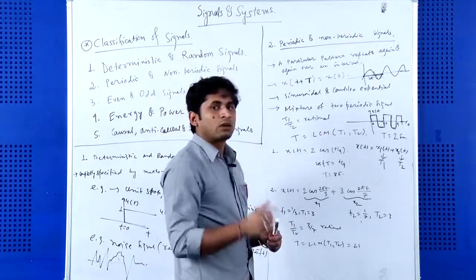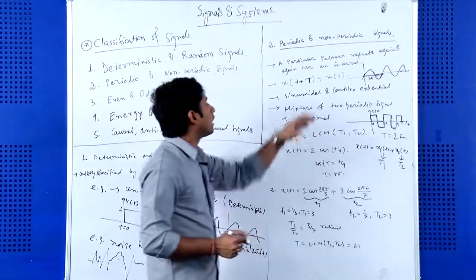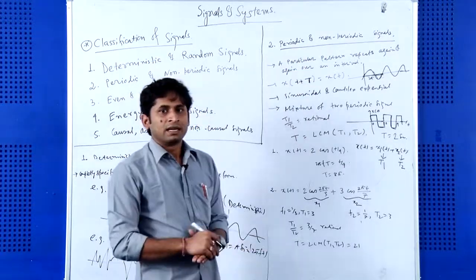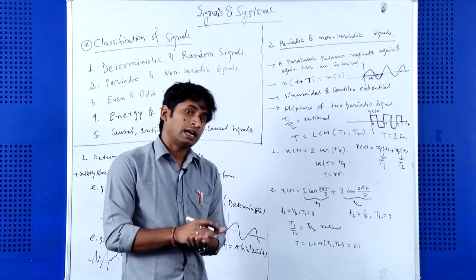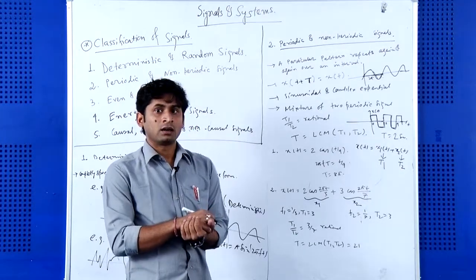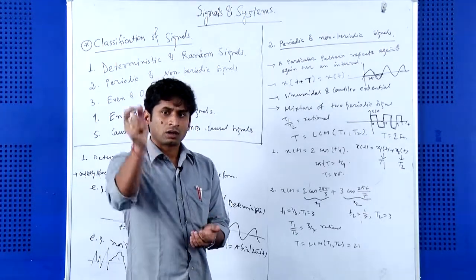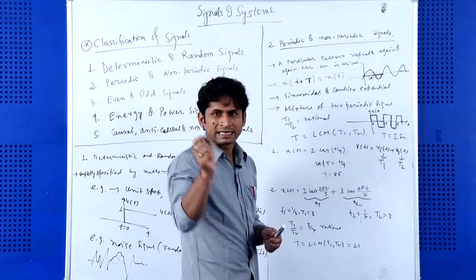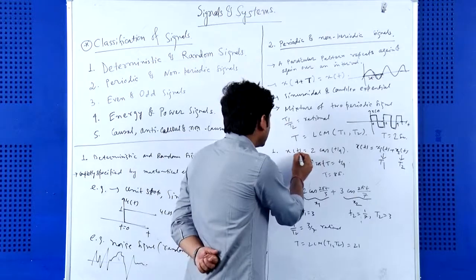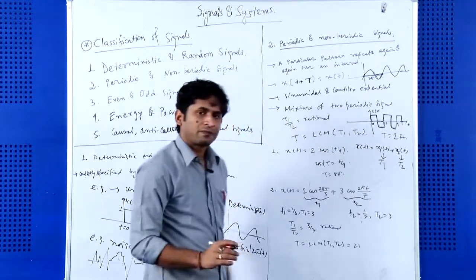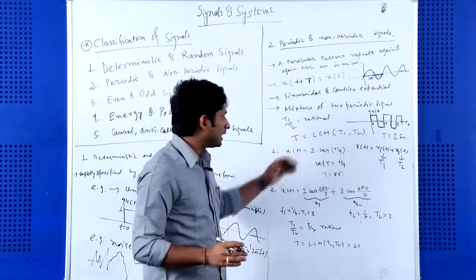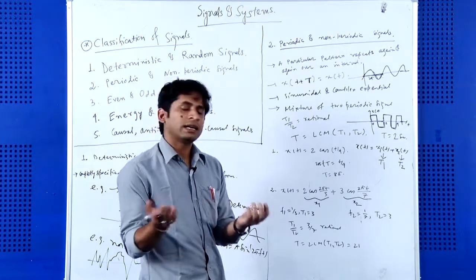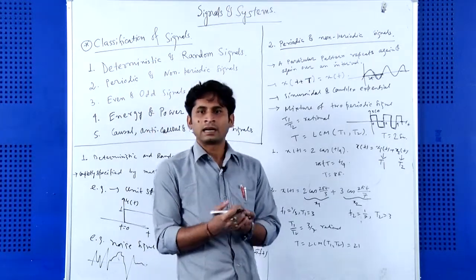Now let us consider one example. As we are talking about periodic and non-periodic signals, let us check whether a signal is periodic or non-periodic. Consider one example: x(t) is 2 cos(t/4). One signal is given, x(t) is 2 cos(t/4). Check whether this signal is periodic or non-periodic. If periodic, find the fundamental time period.